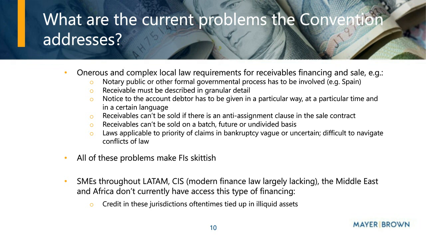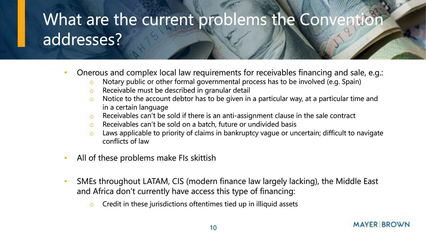Receivables, and this is a really big one, and is endemic in many jurisdictions around the world, can't be sold if there's an anti-assignment clause in the underlying sale contract. That's it. Receivables can't be sold on a batch, future, or undivided basis, meaning that at the outset of a contract to sell receivables, there can't be a forward-looking agreement to sell any receivables arising in future. And then laws that apply to the priority of claims in bankruptcy are uncertain.